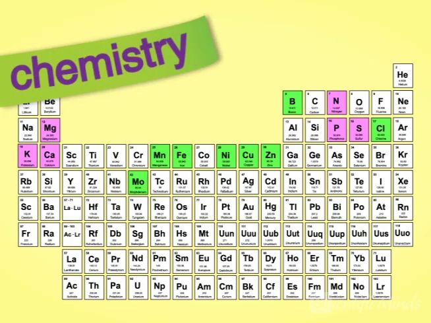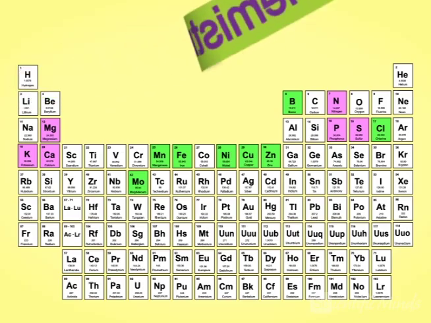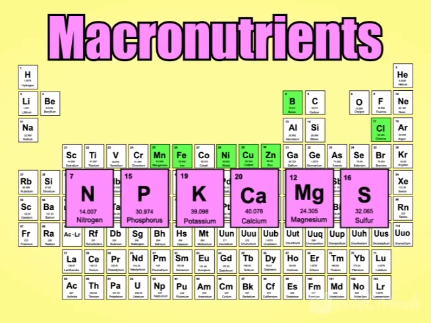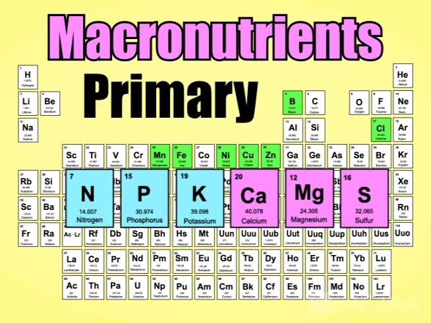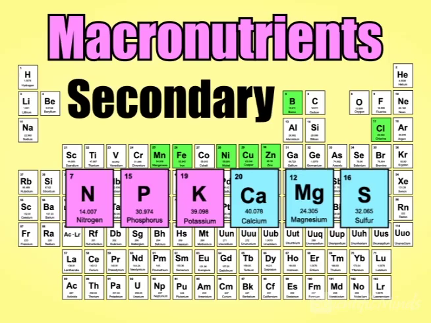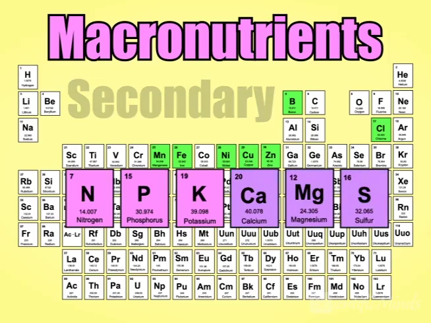There are 17 nutrients that are essential for plant growth. The 6 needed in largest quantity are called macronutrients. They are nitrogen, phosphorus, potassium, calcium, magnesium, and sulfur. Because plants require more nitrogen, phosphorus, and potassium, they are called primary macronutrients. Calcium, magnesium, and sulfur are called secondary macronutrients.